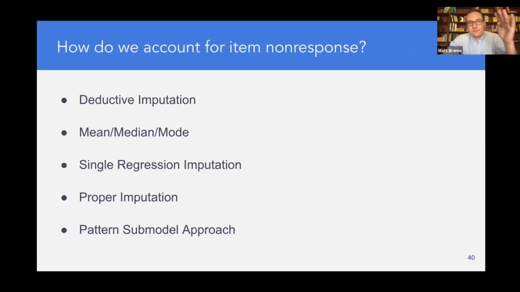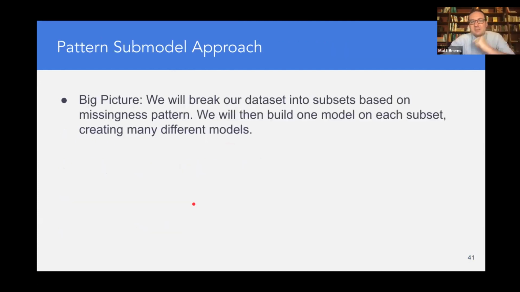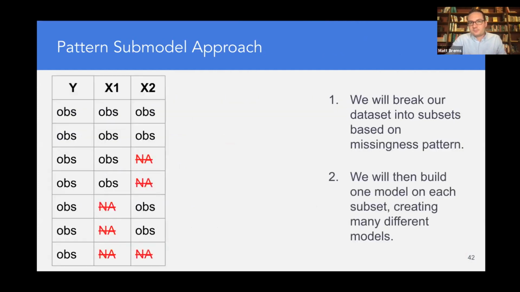So we've gone through 4 different methods of imputation: deductive imputation, mean median mode imputation, single regression, and proper imputation. The last example I want to go through here is the pattern submodel approach. Big picture, we're going to take our data set and break it into subsets based on the missingness pattern. Then we will build one model on each subset, creating many different models.